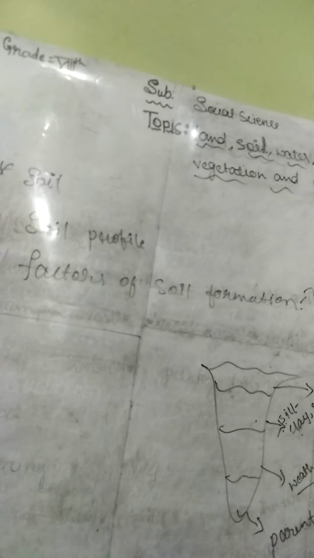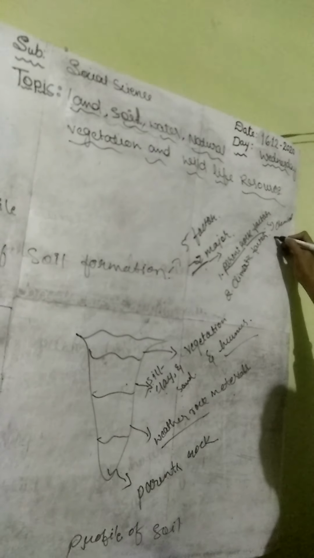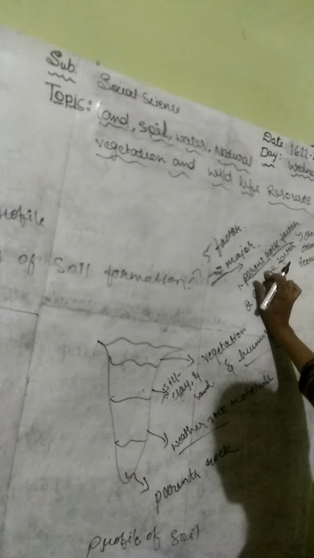The parent rock factor determines the chemicals, color, texture, chemical properties, mineral contents and permeability. These all come under the parent rock factor.